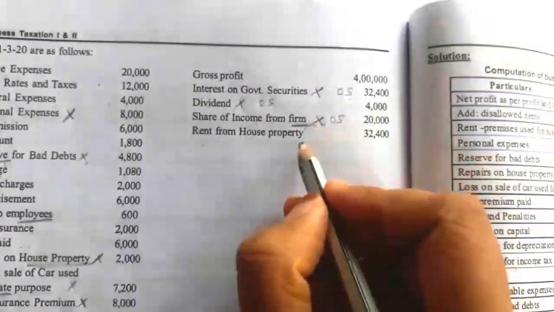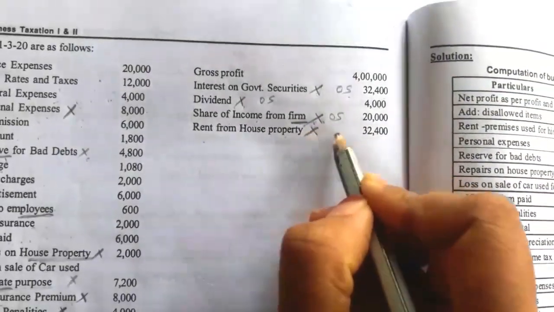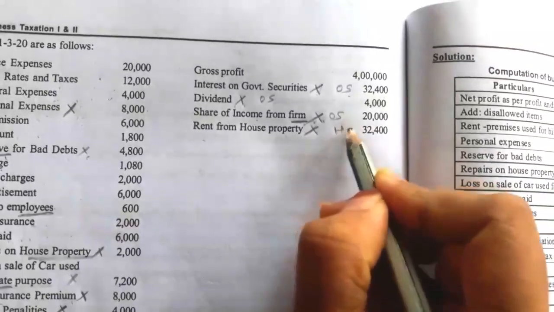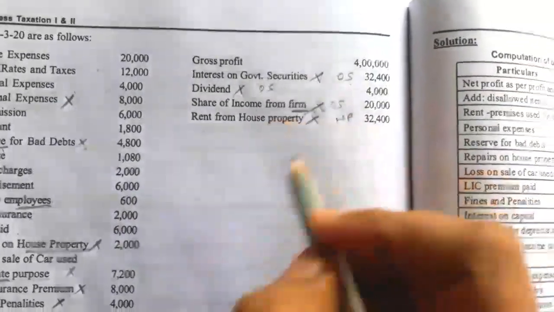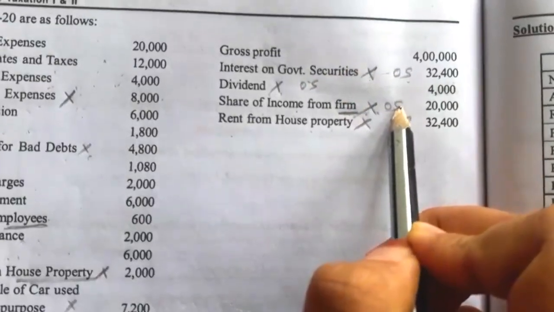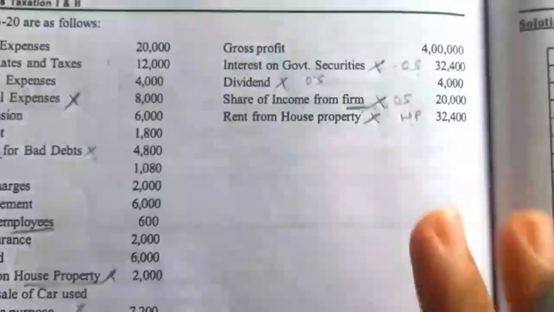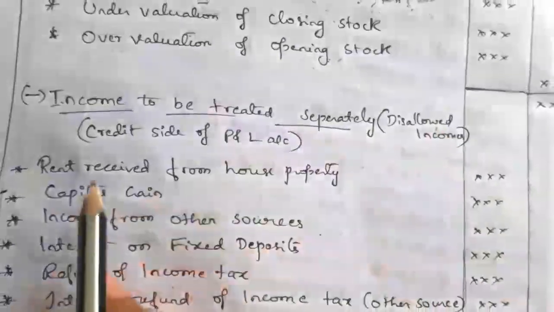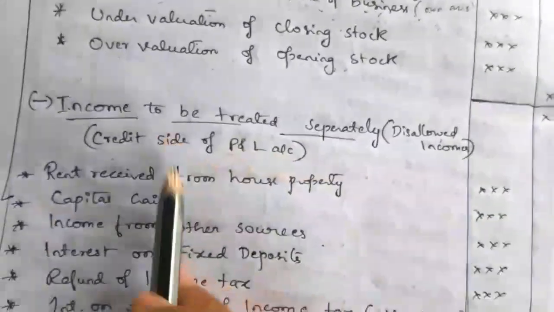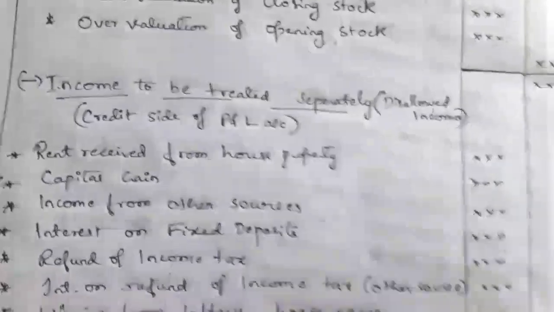Then rent from house property is not relating to business income. It is disallowed, and it is house property income, section 22. Under section 22 we have to take this income, and these three incomes we have to take under section 56. So these credit side items we have to take under the disallowed income for the credit side of profit and loss account.